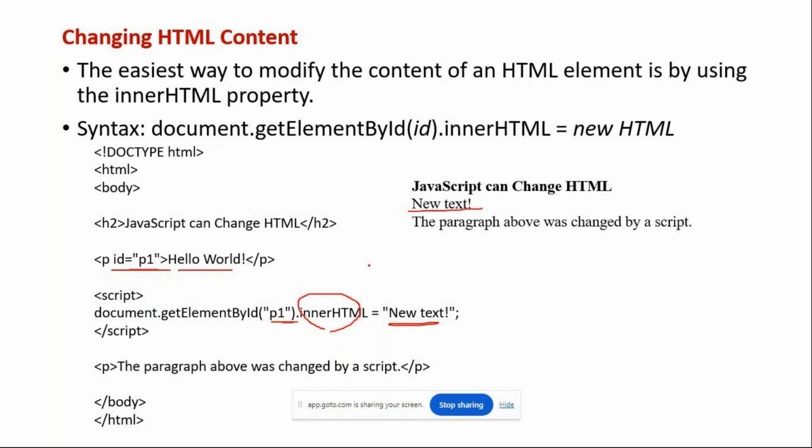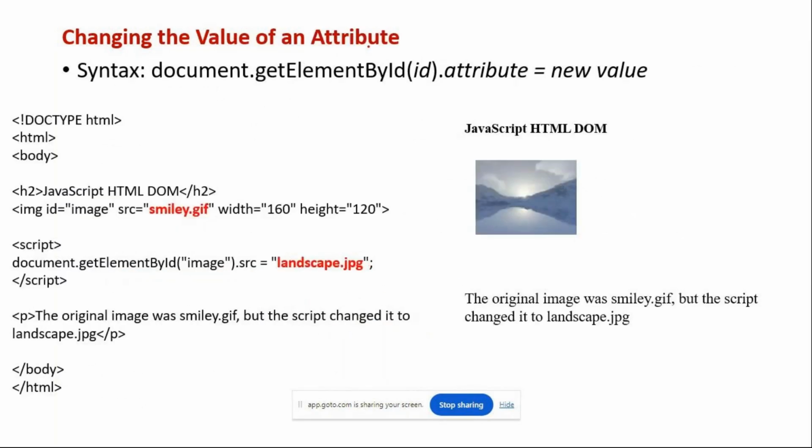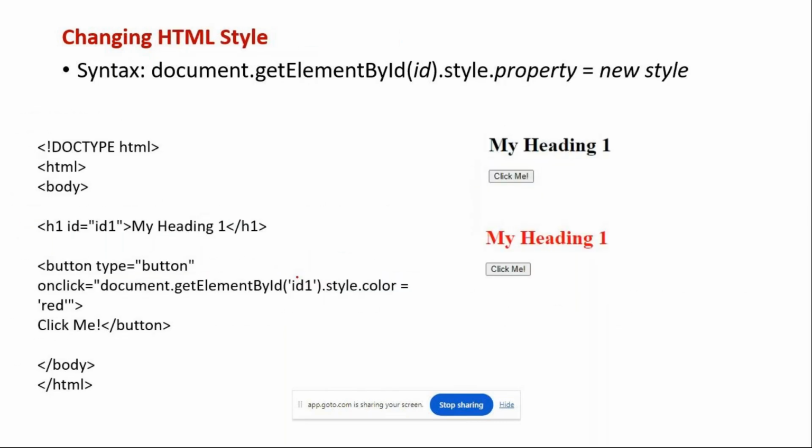Within this example, we then change the value of an attribute. So for an image tag, you are creating an attribute. Attribute name is ID, image. First is src. The src is smiley.gif. Another image: you're getting the element with the help of ID. The ID name is image. So the image you already have, smiley.gif, is changed to landscape.gif.